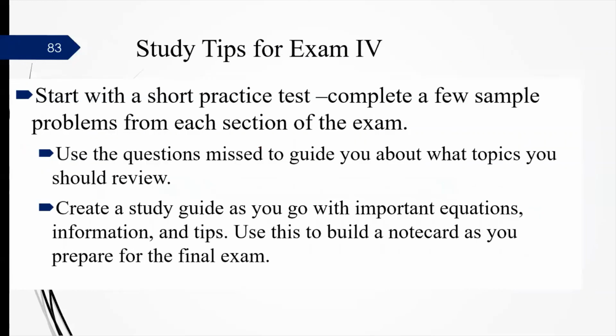Now remember that exam number 4 is cumulative. So you want to start with that short practice test inside the ACS review book, or pull out some of those practice problems from each of the chapters that we've done. By the end of the class, we'll have done a total of 12. That way you can practice and see what you still know and what you don't. So you want to start working through some of those now so you can build a study guide. That's going to help you as you build a note card for the final exam.